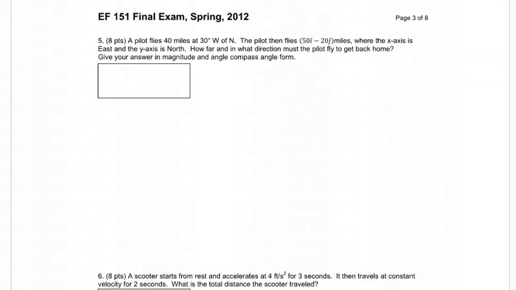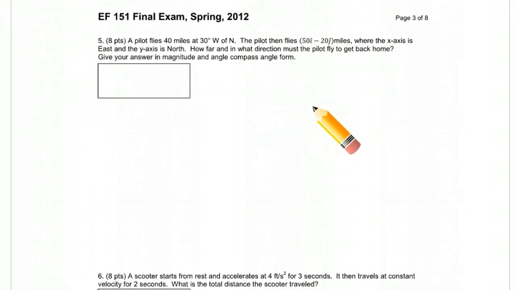Okay, number 5 from our spring 2012 final exam. We're given some information about the path of a flight. When you first see this, you might think of relative motion, but we're not given anything about airspeed or wind speed. So this is simply a vector addition problem dealing with displacements.